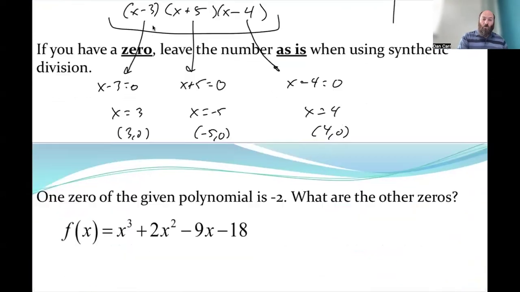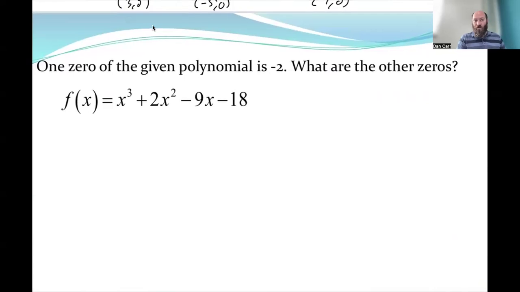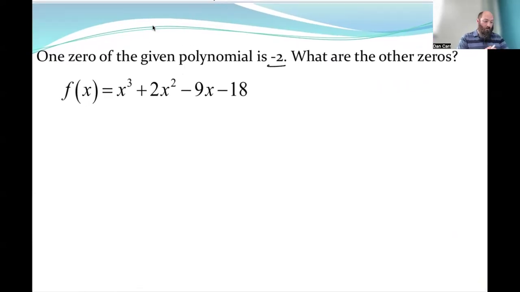Okay, so one zero of the given polynomial is -2. What are the other zeros? If I know one of the zeros of my given polynomial is -2, I'm going to set this up with synthetic division.